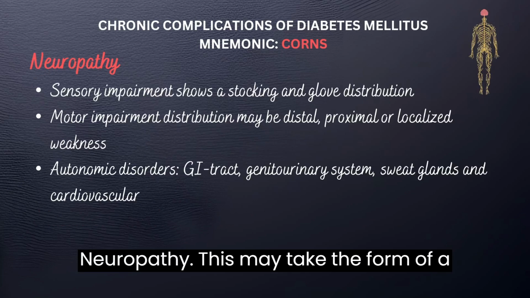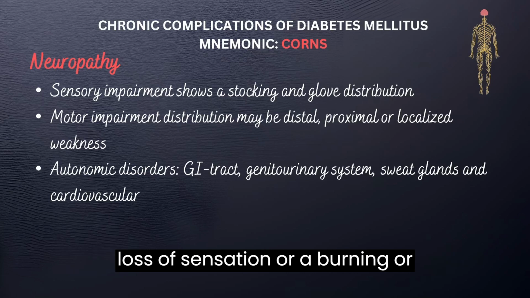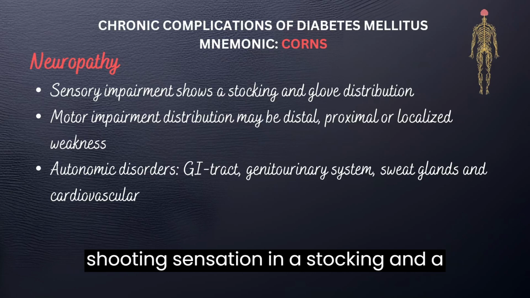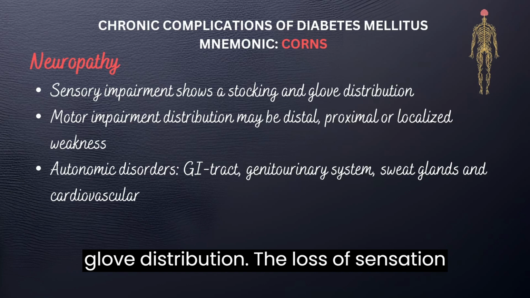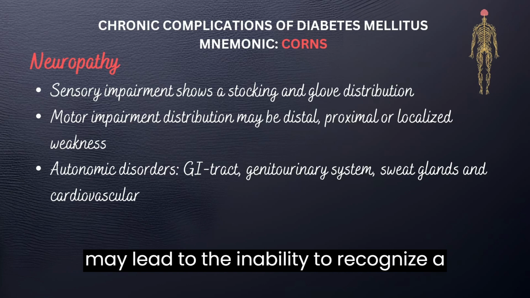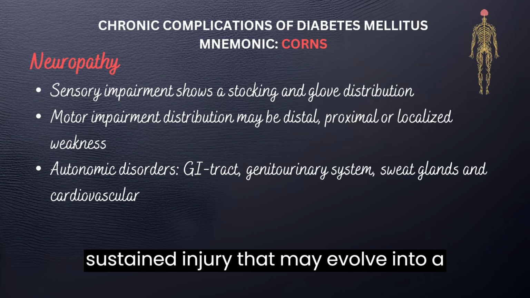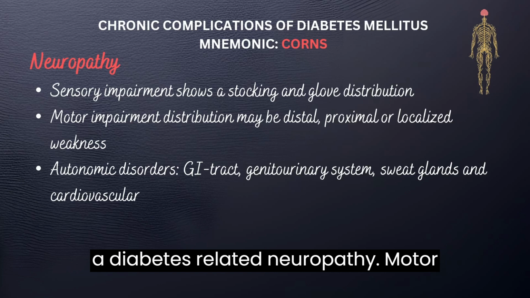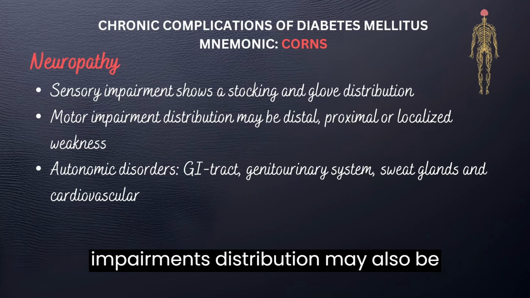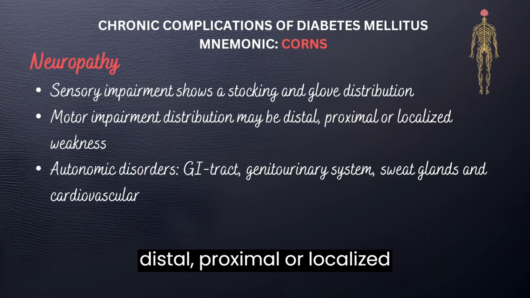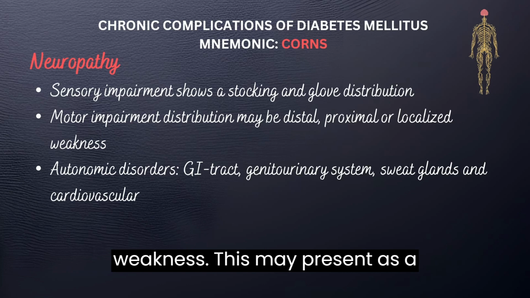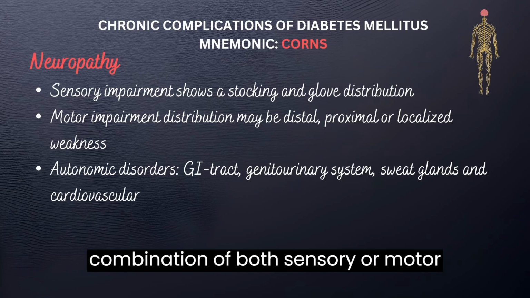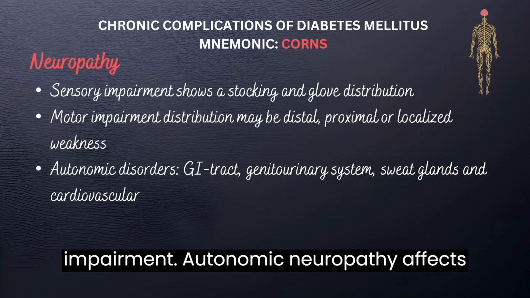control. Neuropathy. This may take the form of a peripheral neuropathy, which presents with loss of sensation or a burning or shooting sensation in a stocking and glove distribution. The loss of sensation may lead to the inability to recognize a sustained injury that may evolve into a Charcot joint, which is a complication of a diabetes related neuropathy. Motor impairment distribution may also be distal, proximal, or a localized weakness. This may present as a combination of both sensory and motor impairment.